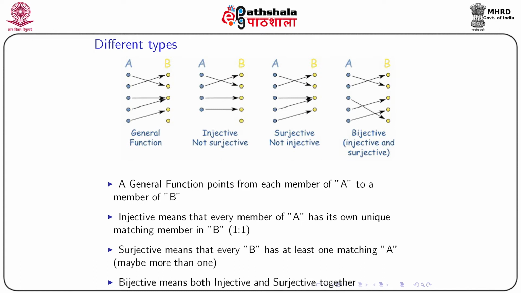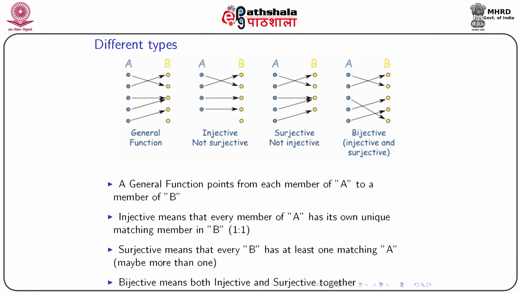Now the second sort of function we call injective, where every member of A has its own unique matching member in B. That means I cannot have two different members in B for the same A, and on the contrary I cannot have the reverse also. If you see all the elements, the first element in set A corresponds to the second element in set B, whereas the second element in set A corresponds to the first element in set B, third and fourth, and so on. So every member of A has its own unique matching member in B. This is called injective mapping and sometimes one-to-one mapping.